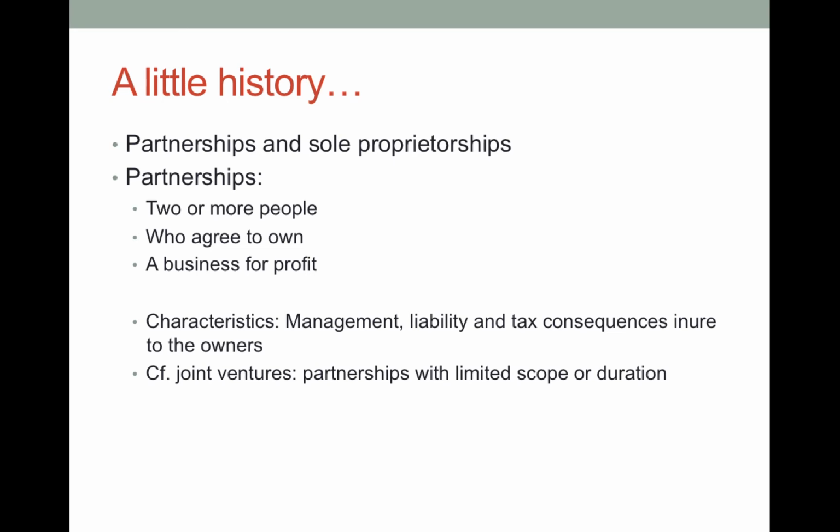The characteristics of partnerships, sole proprietorships, and joint ventures are that the owners manage the business. The owners are liable if there's some complaint against the business. This could be a contractually based complaint, or it could be a tort, for example, committed by an employee, as we studied with respondeat superior. So there's been a history of business organizations for centuries.